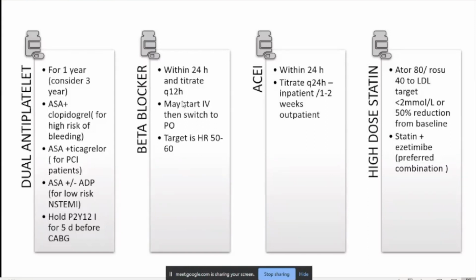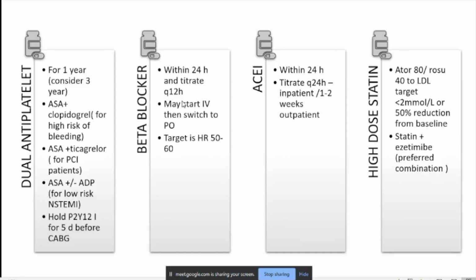Now, what are the beta blockers? So we start the beta blockers within 24 hours, and we titrate every 12 hours, and we make sure the target heart rate is 50 to 60. So we titrate the dose, and we can start the IV, then we can switch to oral later. So we give the IV in NSTEMI, right? We can give the IV first, and then we can switch to oral. We can titrate the dose. So the target heart rate has to be 50 to 60 beats per minute.